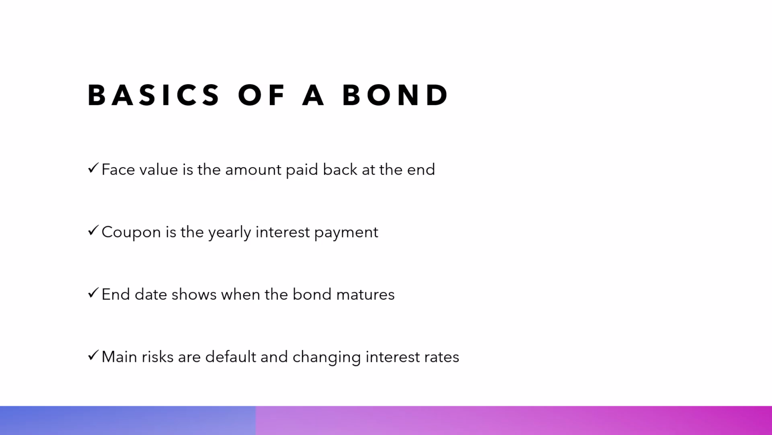When it comes to bonds, face value is a good place to start because it's the amount you'll receive back at maturity. That's usually the first thing people want to know. What will I get back? Next is the coupon, which is the yearly interest payment you earn while holding the bond. The end date marks when the bond matures and the face value is returned. And finally, the main risks to keep in mind are default, if the issuer can't pay you back, or changes in interest rates that can make your bond more or less attractive compared to new ones.